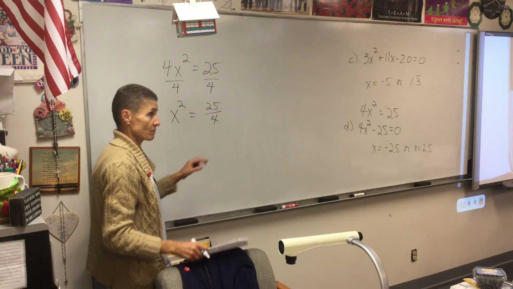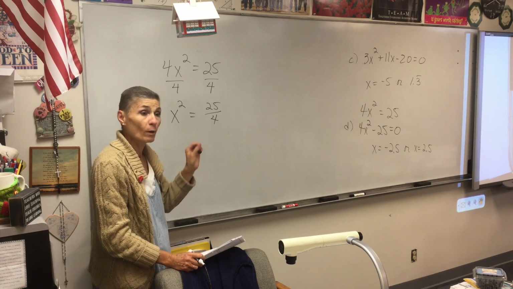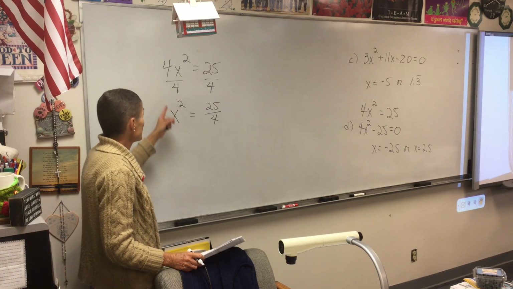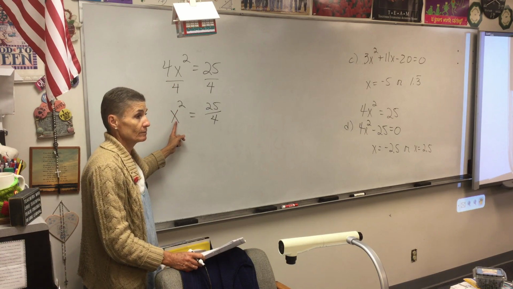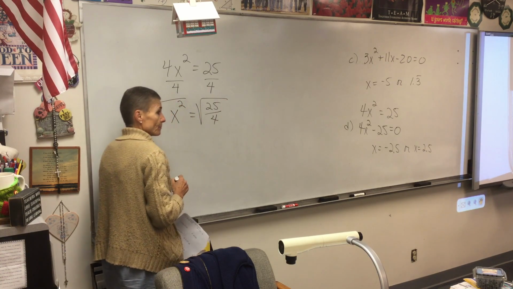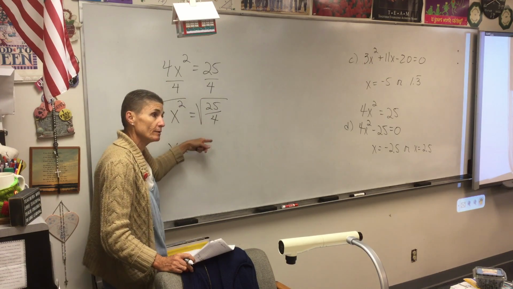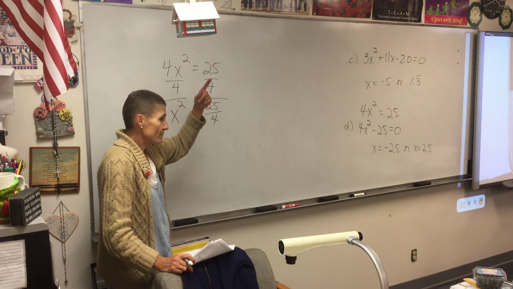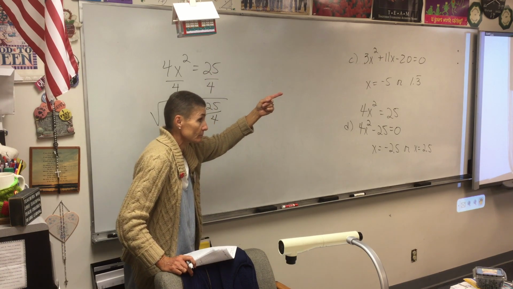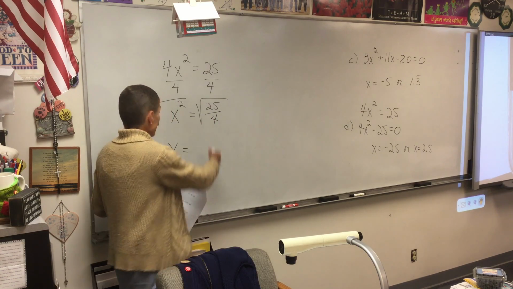Now you'll say to me, Miss Ford, I don't like that fraction. Well, you're going to have a fraction at some point anyway. So I'm going to do it the way we normally do it, which is we get x squared by itself. Then we'll take the square root of both sides. Do you know how to take the square root of a fraction? We don't even use a calculator. You don't need one. It's the square root of the top over the square root of the bottom. So that would be, that's an easy number.